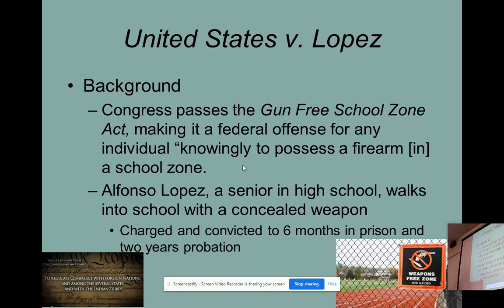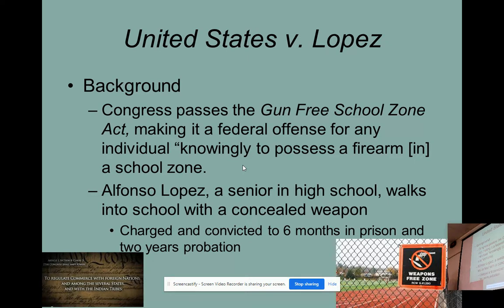If you looked at some of the arguments for the United States, the argument was Congress had the power to pass a law because, although guns in schools aren't specifically commerce, guns are. School violence will affect commerce, and therefore the effect that it would have on commerce allows Congress to pass that law.